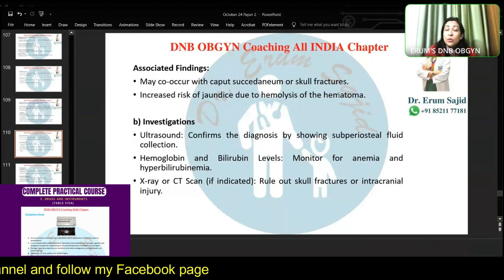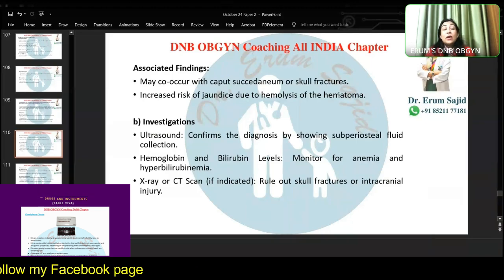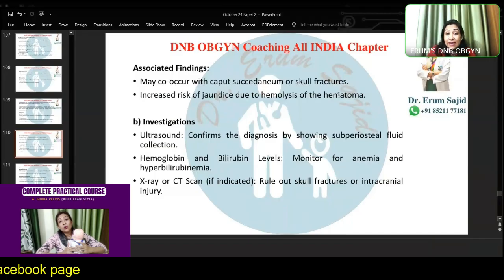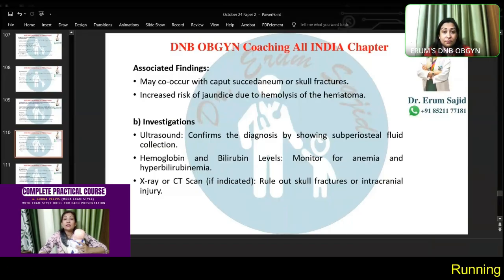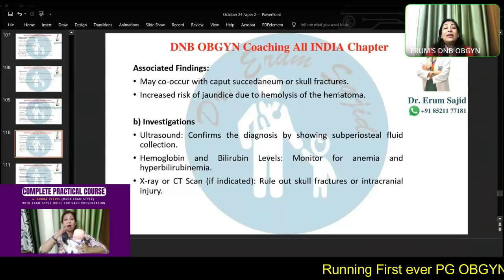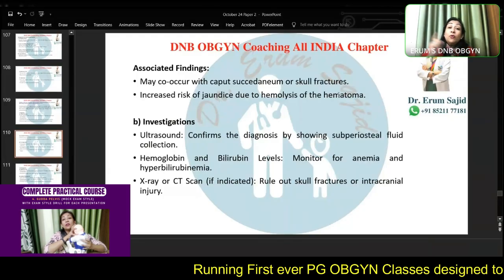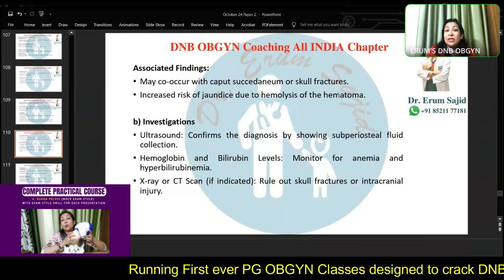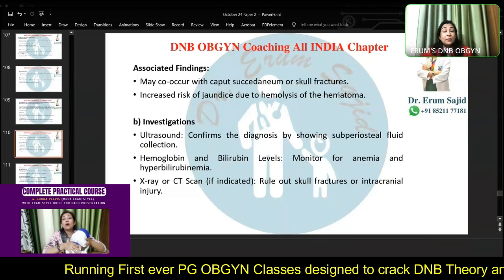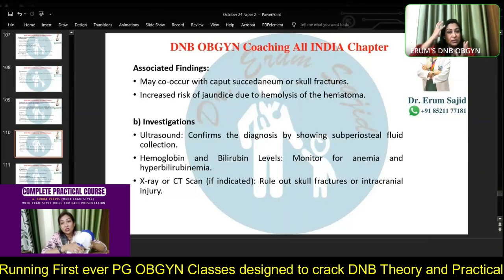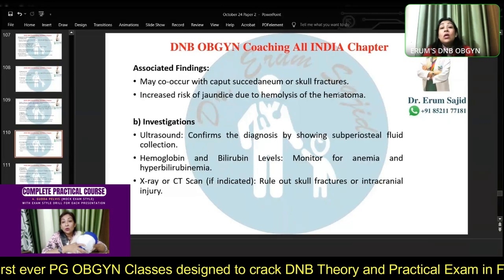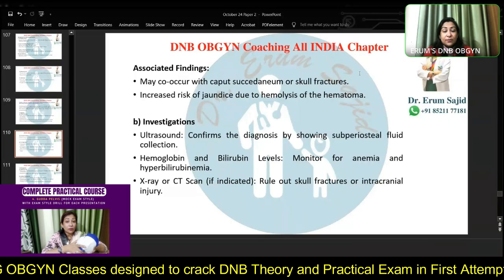So how will you confirm the diagnosis? With the help of ultrasound, with the help of X-rays, with the help of associating with the neonatologist. Okay, they are the experts. They'll be able to help you out and tell you. Always mention this term. Okay, neonatology team. You have to monitor the level of bilirubin. You have to monitor the level of hemoglobin. If the hemoglobin is dropping and the bilirubin is increasing, that means the hematoma is expanding. You have to take immediate actions.